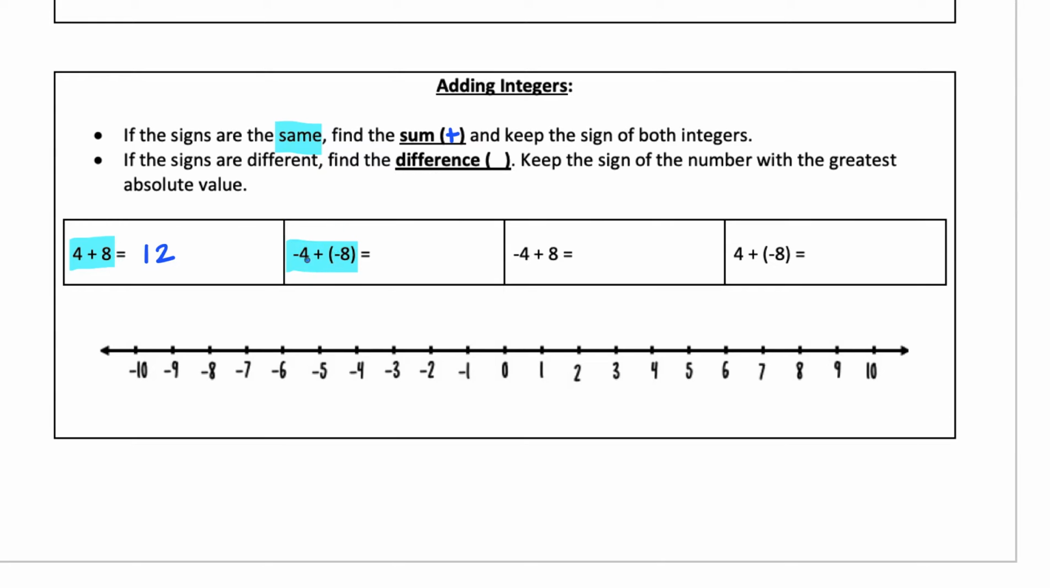When I think about this one where I have -4 plus -8, I'm just going to ignore the signs. Think about 4 plus 8. Well, I know that's 12. But I'm going to keep the sign of both integers because the signs were the same. That means I really have -12.